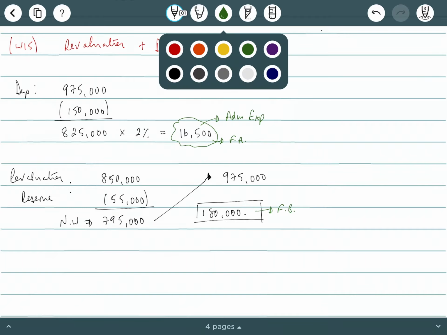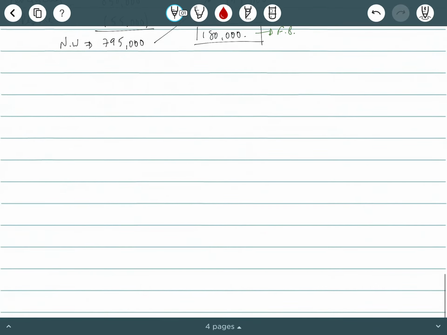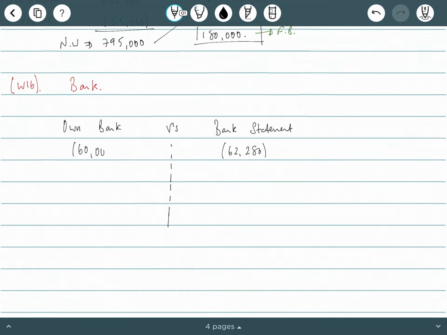Okay, now the next working, lads, is the bank working. So we've got our own bank versus the bank statement. Okay, so let's have a look at this here. So the first thing it says is a check received. Oh, sorry, my apologies. I should put down the overdrafts. So the bank statement gave us an overdraft of 62,280, and our own bank account has an overdraft of 60,000 euro.